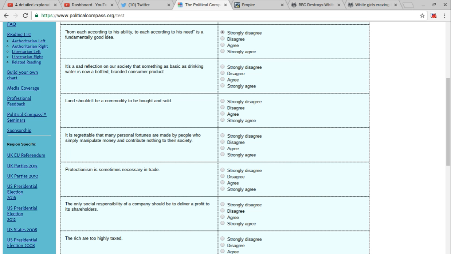It's a sad reflection on our society that something as basic as drinking water is now a bottled, branded consumer product. Yeah, I kind of agree. I mean, it's a basic need, but in some parts of the world, and we're not talking just Flint, Michigan here, but like Somalia or places like that, zones of unbridled non-government regulation paradise like Somalia, you kind of would rather have that branded consumer bottle of water than drink out of the tap. You just would.